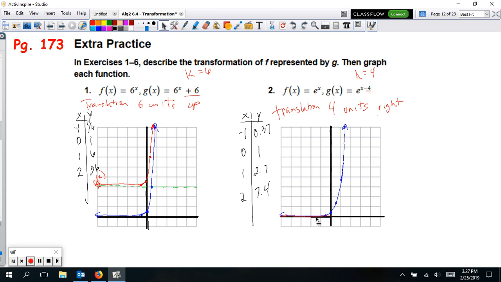And now we'll do the same thing. We're just going to move all these points 4 units to the right. In fact, you can just do that and move this one 2 points right this way. So there's 1, 2, 3, 4. That's going to go here. This one's going to go 1, 2, 3, 4 this way. The asymptote will still be the same thing.